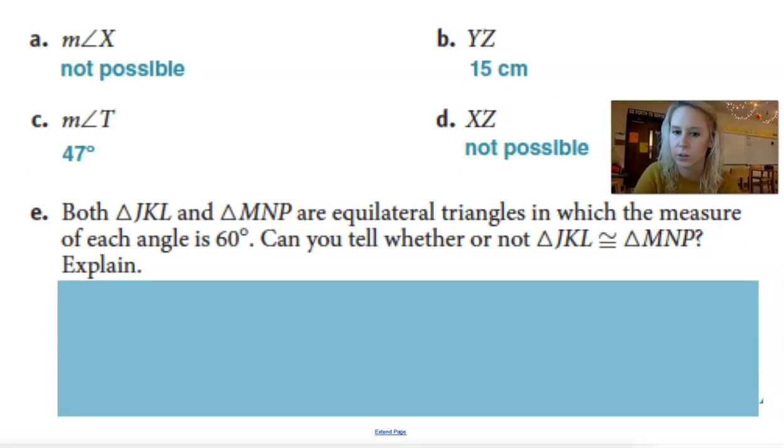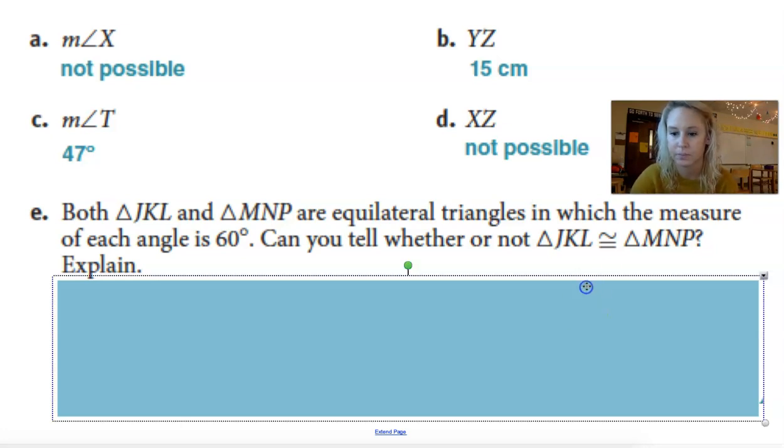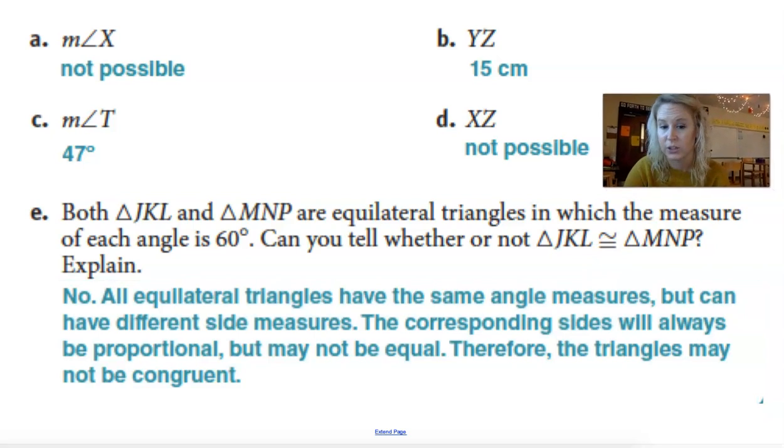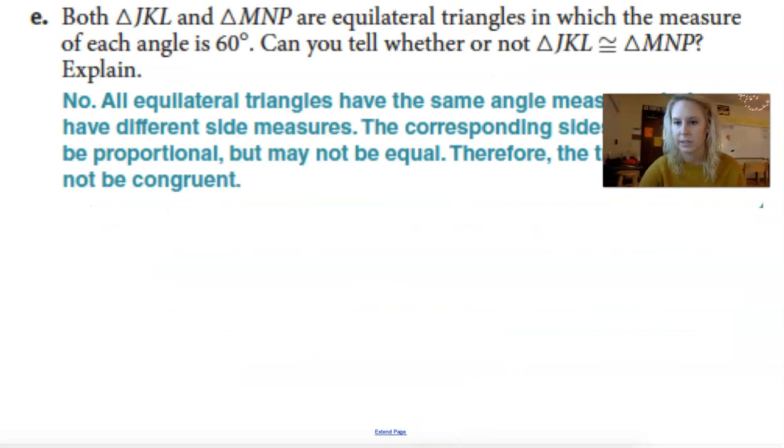So I know equilateral triangles are where each angle is 60. So 60, 60, 60, that'll get you to 180. Can you tell if they are congruent or not? And the answer is no. So all equilateral triangles have the same angle measurement, but they can have different sides. So let me draw you an example.